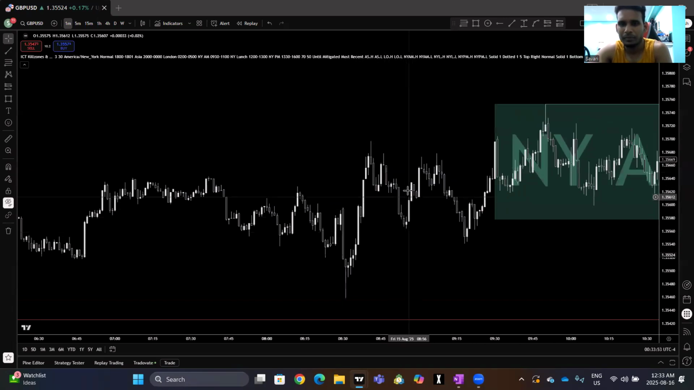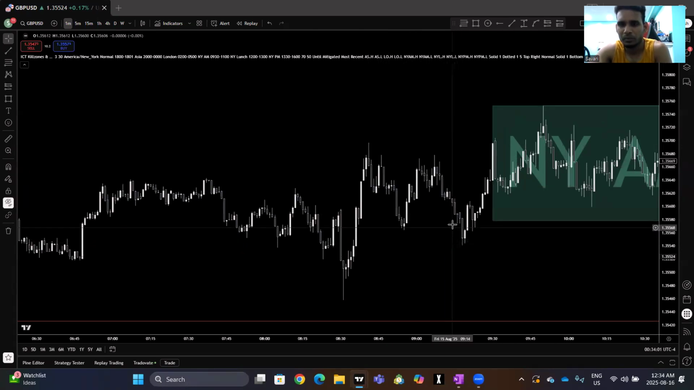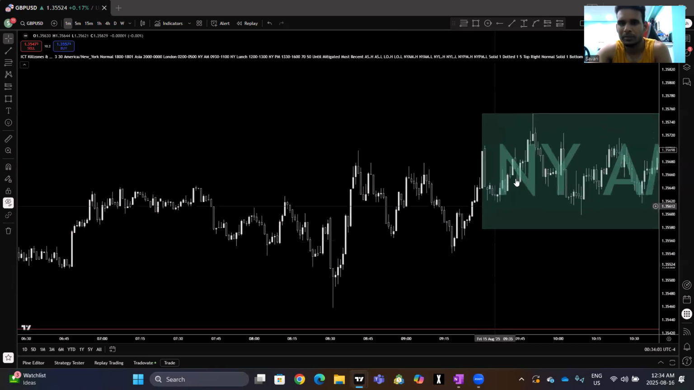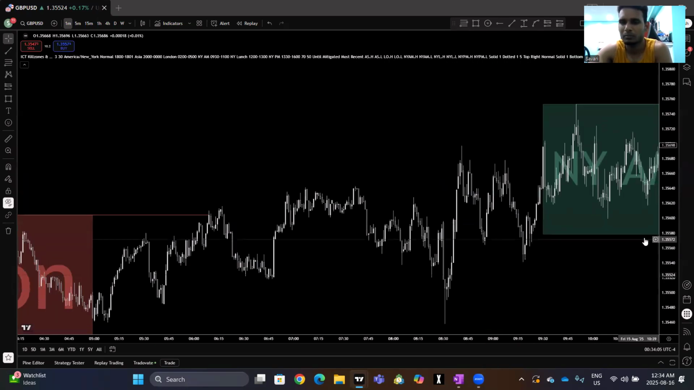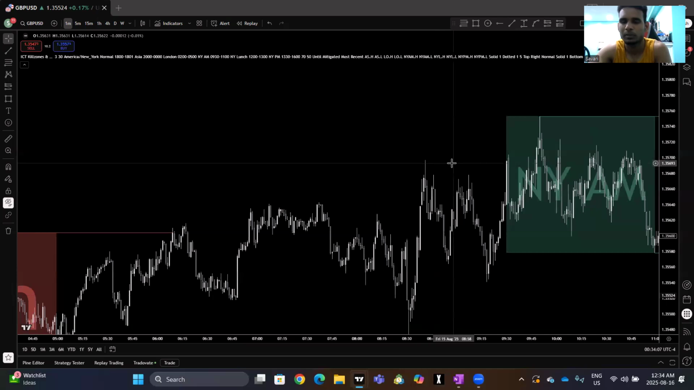Here it gets tapped, failed to clear out this high. Instead it came all the way down, swept one last time. This fair value still holding the price. Now we got the inversion with displacement. This is the candle. This is the move that worked until this point.